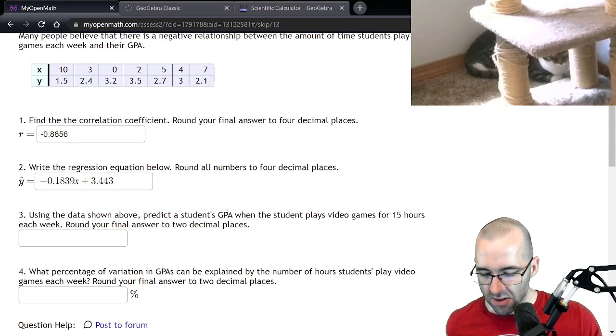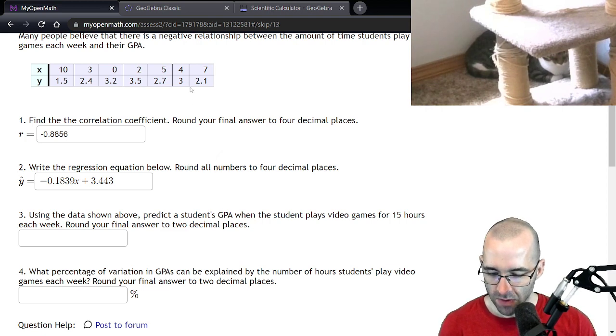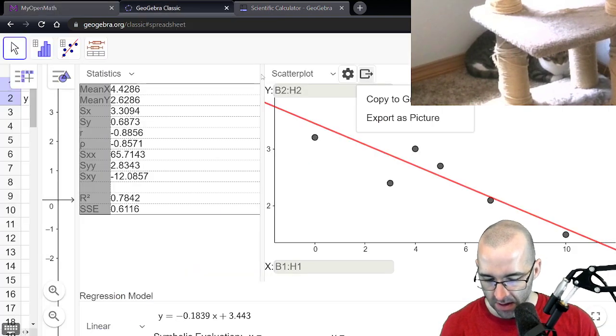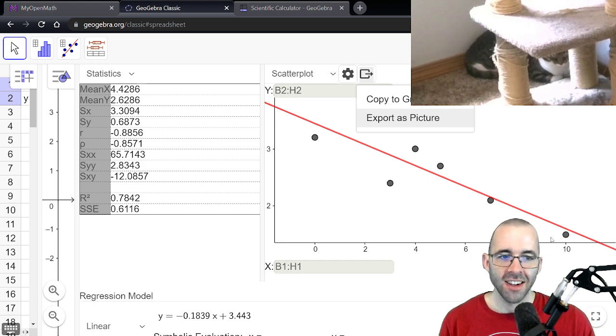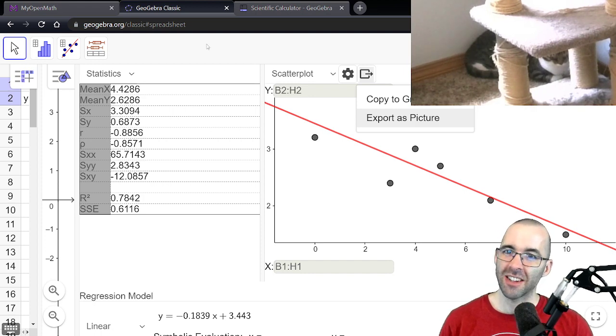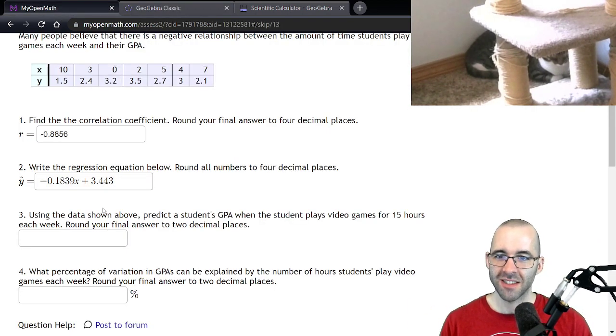Using the data, predict a student's GPA if they play video games for 15 hours a week. Oof. Wait a minute. That's extrapolating data, right? Linear regression lines are really only useful for interpolating, but our data really only goes from 0 hours to 10 hours. So 15 hours, I'm already a little suspicious, but I'm going to do what it wants.